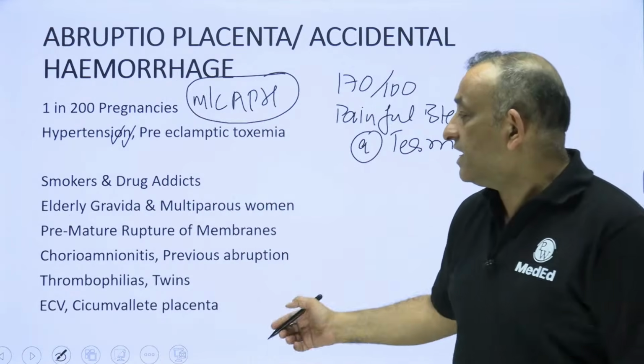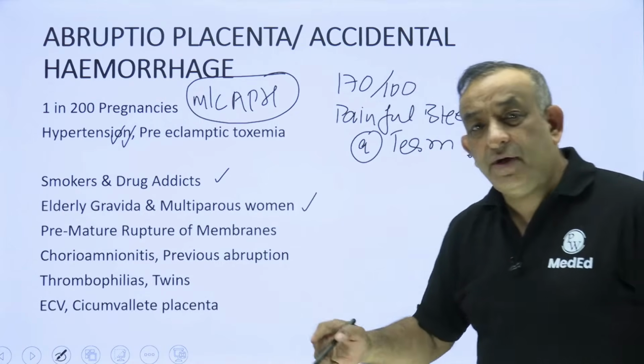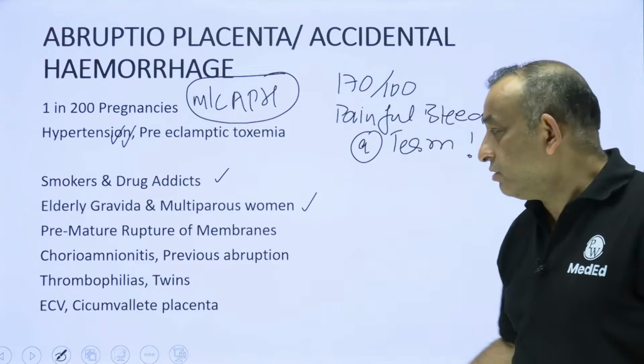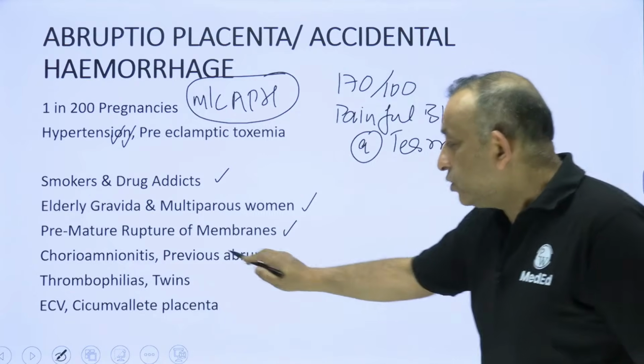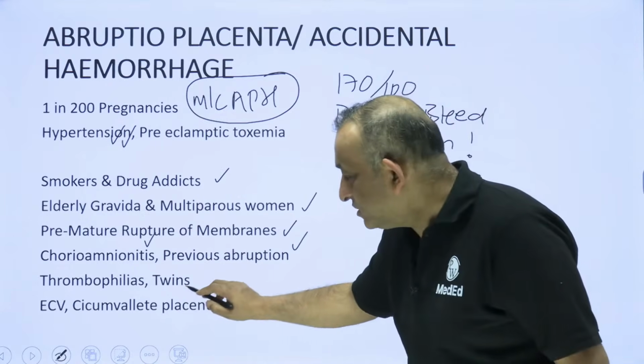Now this abruption can happen in smokers and drug addicts, elderly gravidas, multiparous women. Multiparous means more than second delivery onwards, premature rupture of membranes, chorioamnionitis, infection in the uterus, previous abruption, thrombophilias, twins.